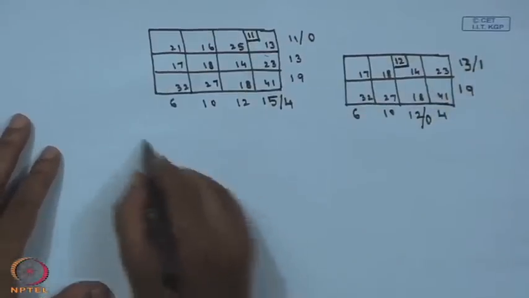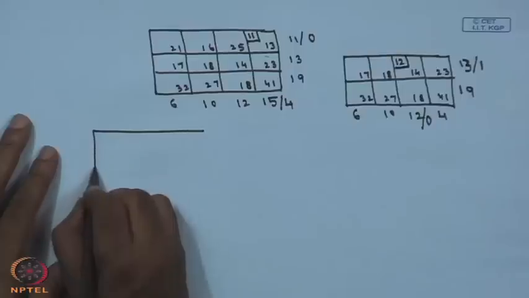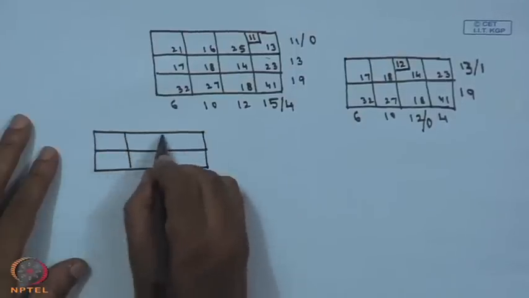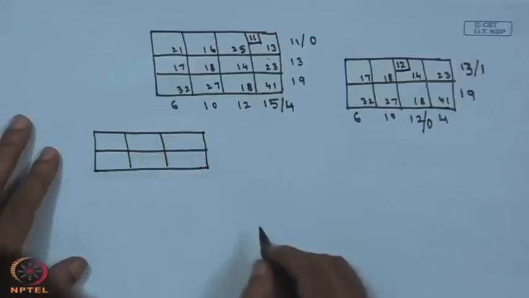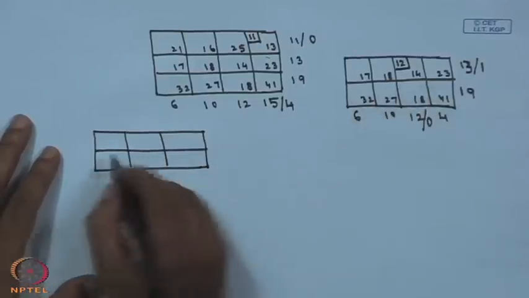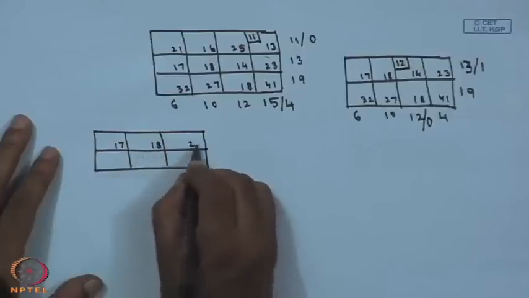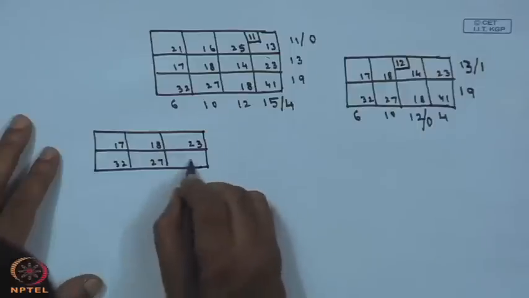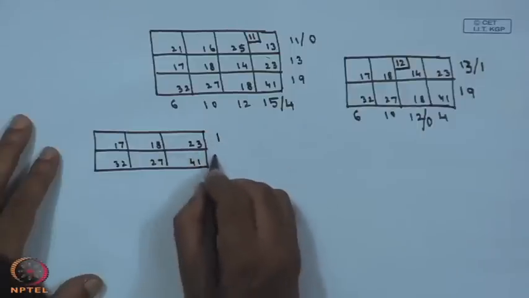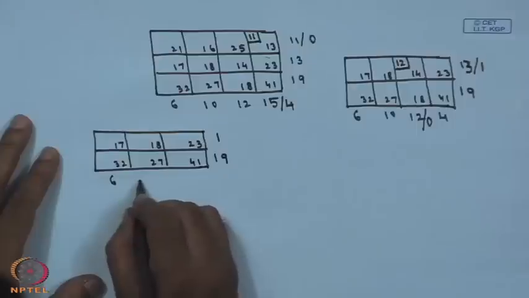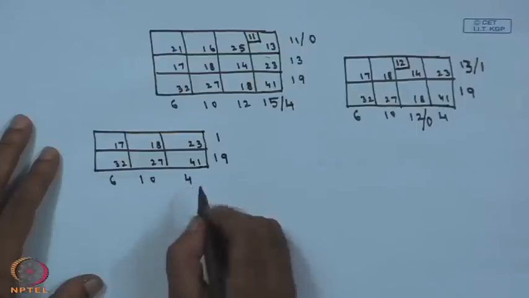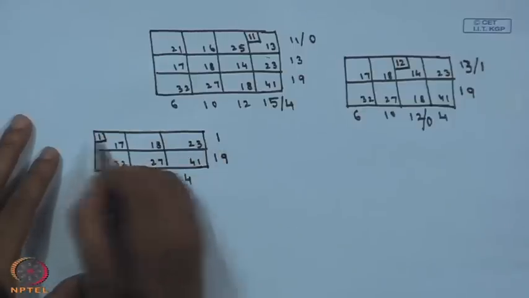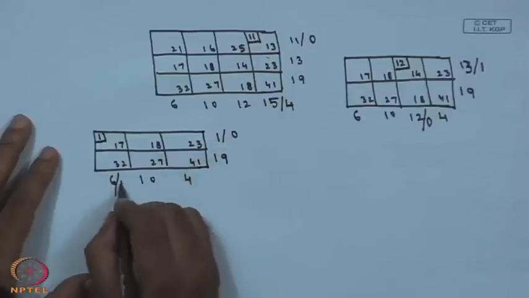So, therefore, now you are having 2 rows and 3 columns only: 17, 18 and 23, 32, 27 and 41. The availability here is 1, here it is 19, it is 6, 10 and 4. Again minimum of all the cells is 17, maximum I can allocate 1. So, I am allocating 1. So, this is 0, this becomes 5.